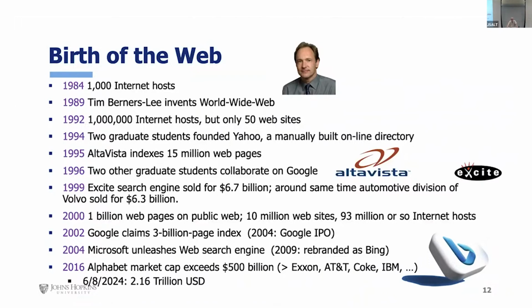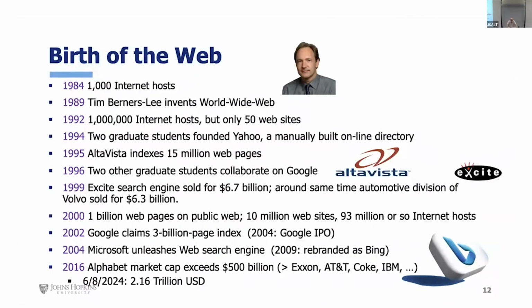By 1995, the AltaVista engine was indexing 15 million pages, which at the time was astounding. Google came along. By 1999, the Excite search engine sold for $6.7 billion. And this is last century money, right? And it was more than an actual car company that actually produced cars sold for around the same time. By 2000, there were 1 billion public web pages, 3 million page index by 2002.